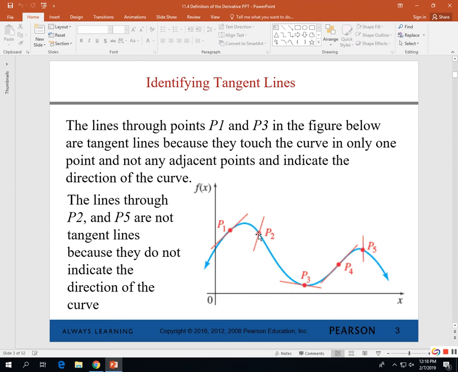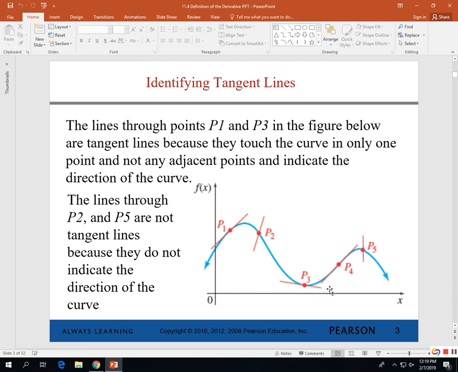The line at P2 is not a tangent line. Even though it only touches the curve in one place, it doesn't touch the curve and move on. It doesn't indicate the slope of the curve at that point because it's actually cutting through the curve. The point of a tangent line isn't that it cuts through the curve; it doesn't bisect it, which means it actually cuts through it. It only touches it and moves on. And that's the same thing that happens at P5. It's actually cutting through.